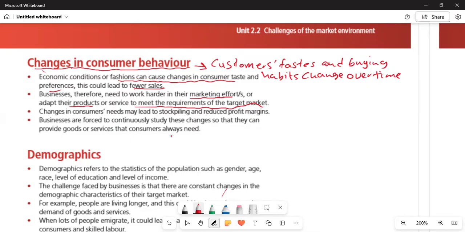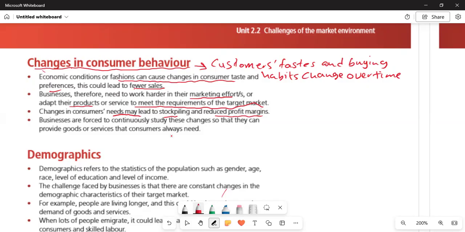Changes in consumer needs may lead to stockpiling and reduced profit margins. That's what I've said. The business will find itself with excess stock if people are no longer buying that because it is outdated. So marketing is very important: going out to meet with your target market and trying to find out what changes are taking place in the market.